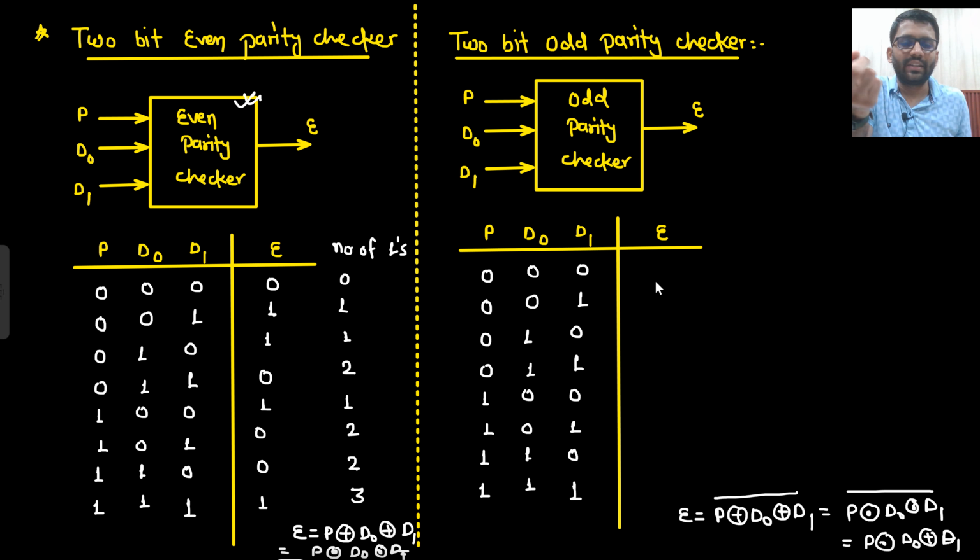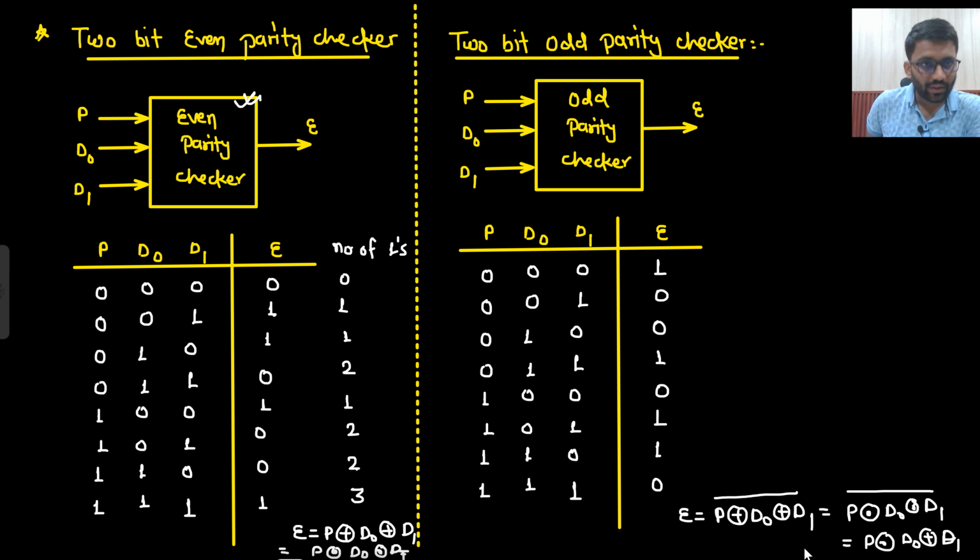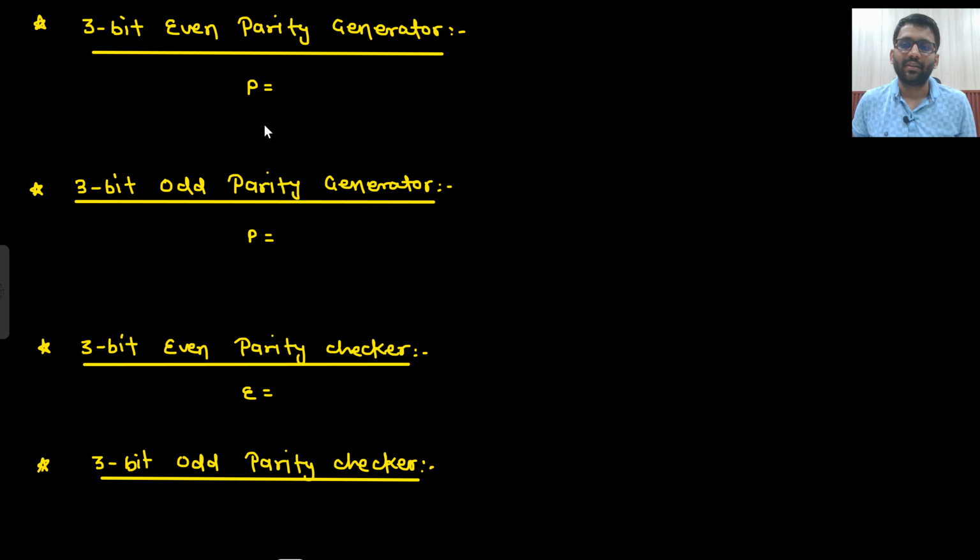Now the odd parity checker. The number of ones is even, so it would be 1. The number of ones is odd, so 0. Basically it is the opposite of that, right? Number of ones even, so 1, and number of ones odd, so 0. So this is the truth table, but we will not derive that table in the examination. We will think smartly.